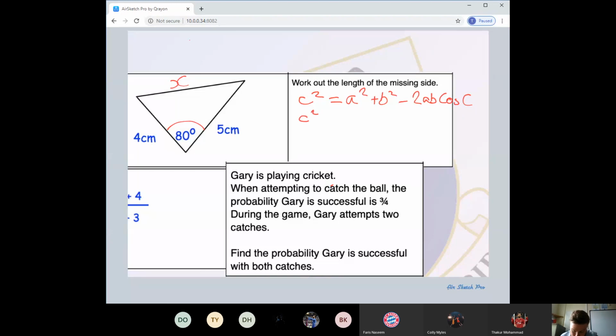So c squared is the thing that we don't know. Let's draw that a bit neater. So c squared is going to be equal to 4 squared plus 5 squared minus 2 times 4 times 5 cosine 80.